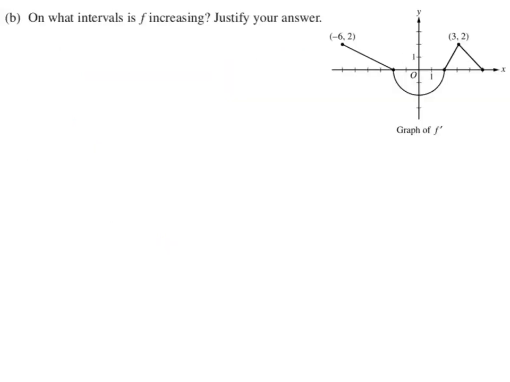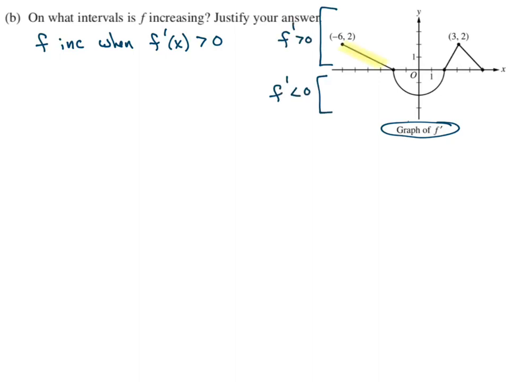For part B, they ask on what intervals is f increasing. So if f is increasing, I'm thinking about f prime has to be greater than 0. So I'm thinking about f prime of x where that's greater than 0. So if I look at that graph, that is the graph of f prime. So anywhere where it's above the axis, it's greater than 0. Below the axis, it's less than 0 for f prime. So I just kind of highlighted the chunks that it would be. So those are my zones right there for where f would be increasing.